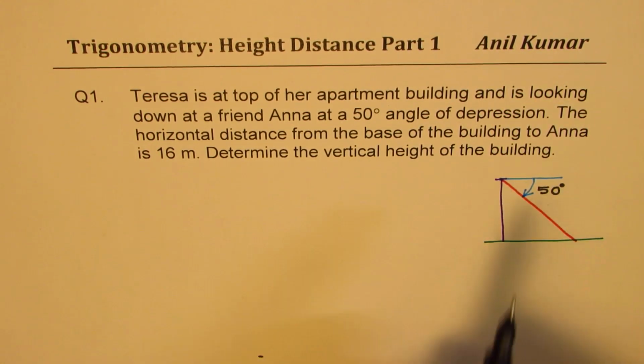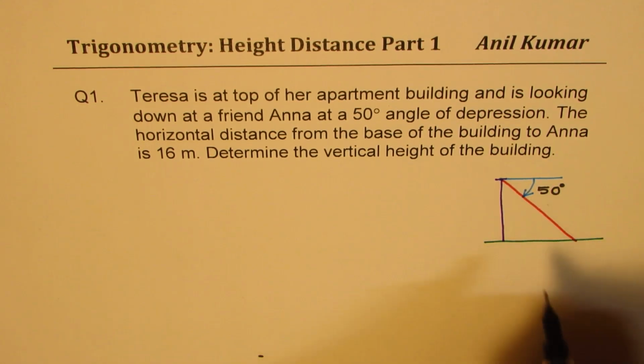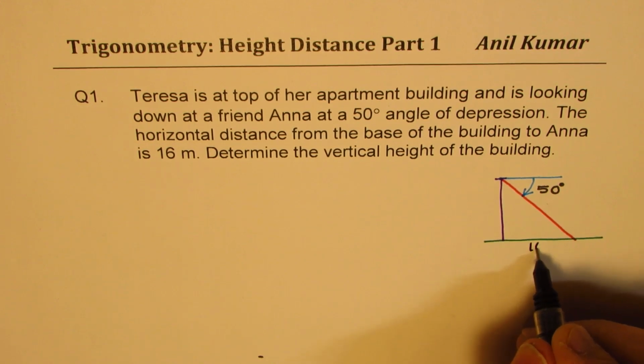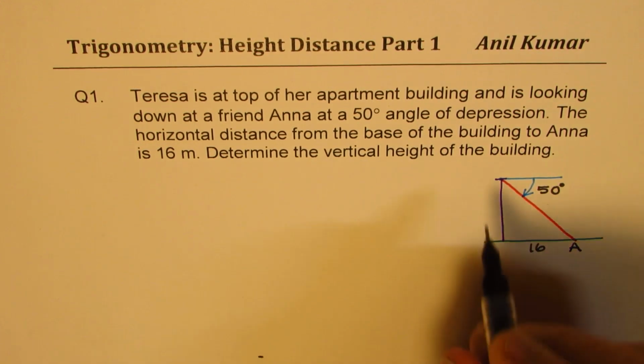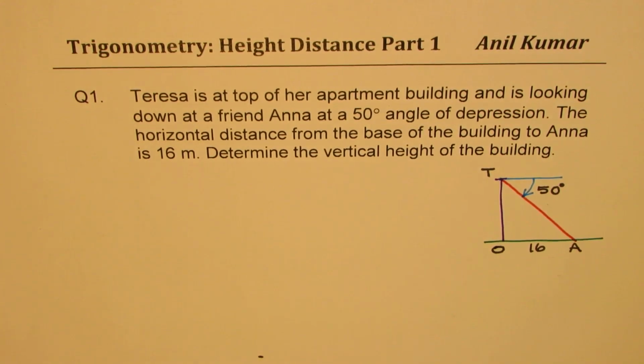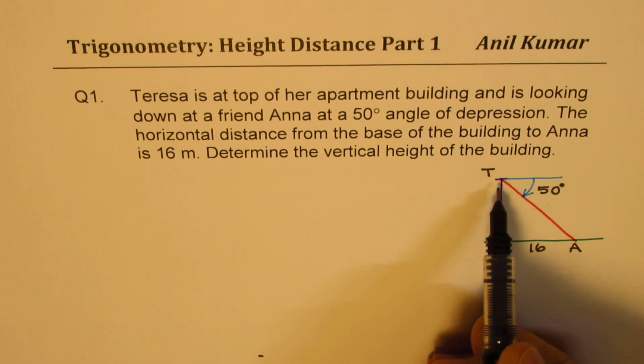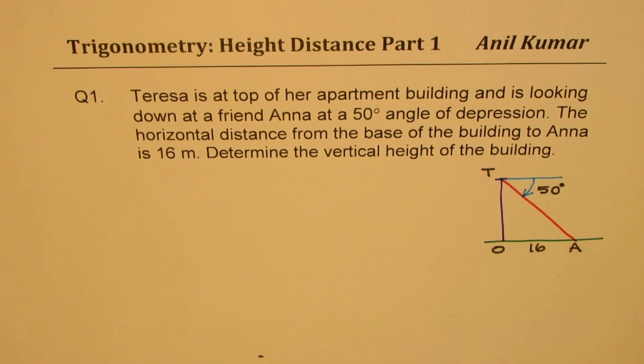Now let's fill in other details. Anna is 16 meters. So this distance here is 16 meters. Let's say A, and let's say T, and let's say this is O. Determine the vertical height of the building. That is what we need to find.